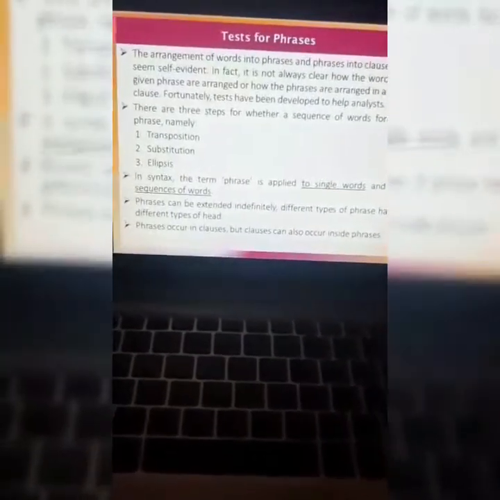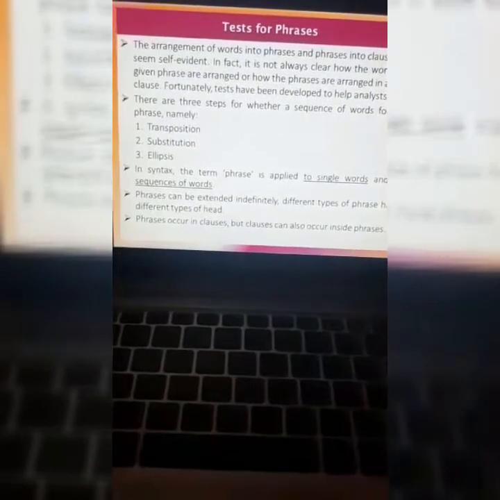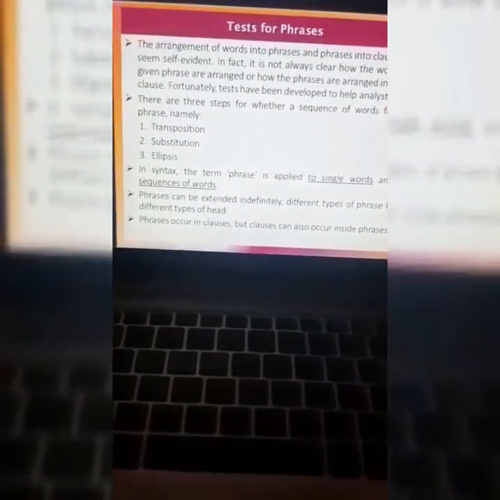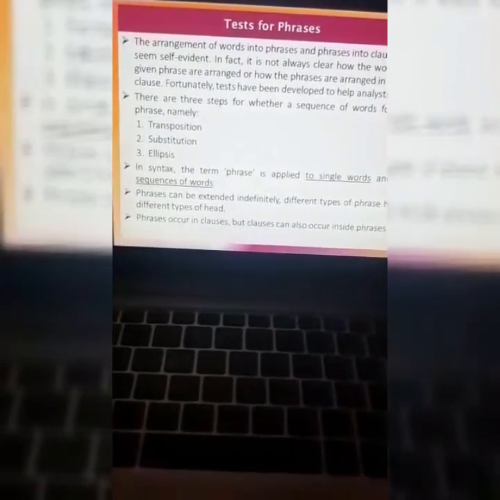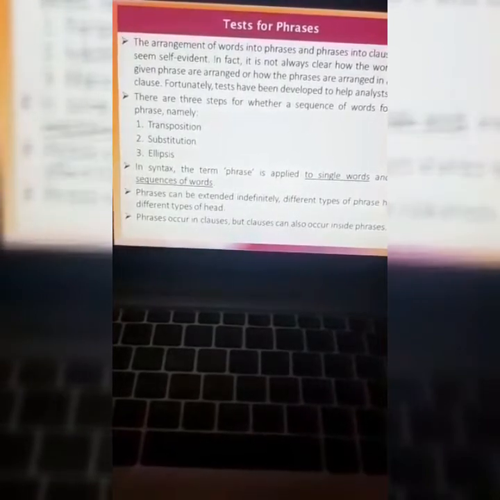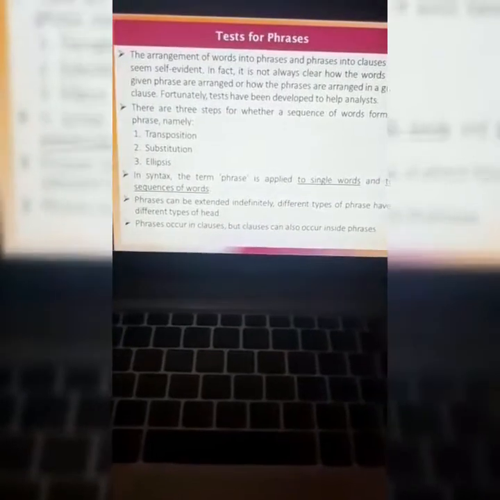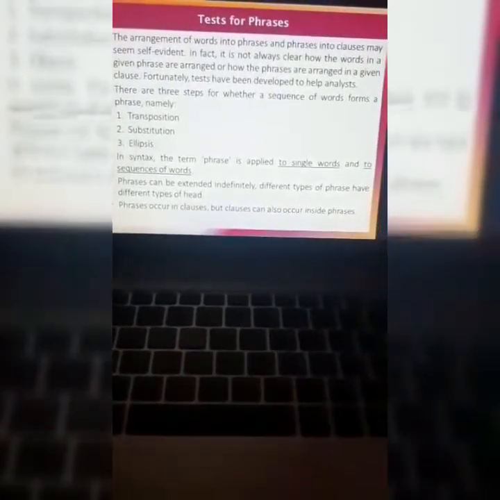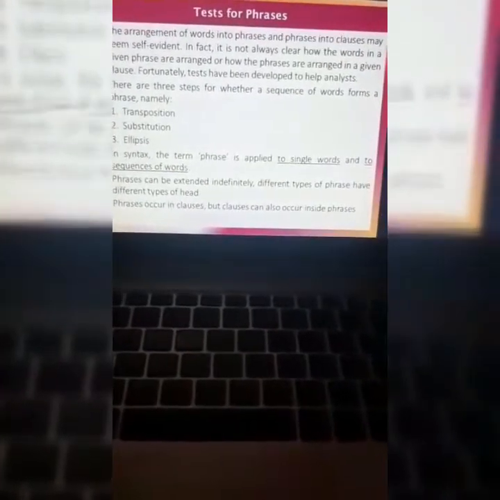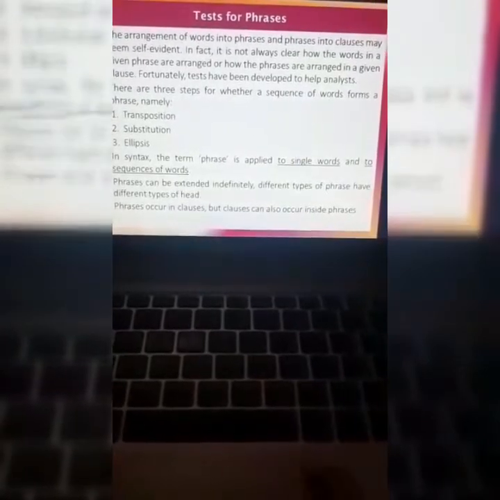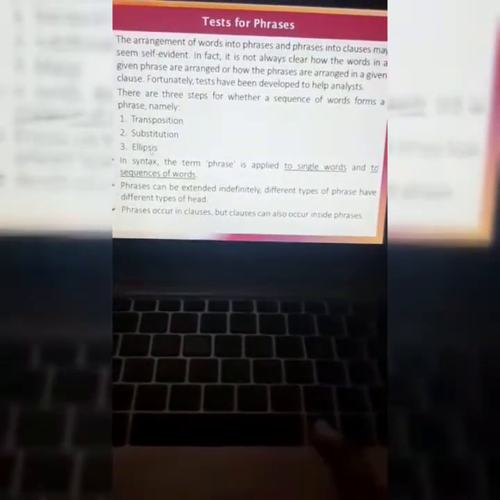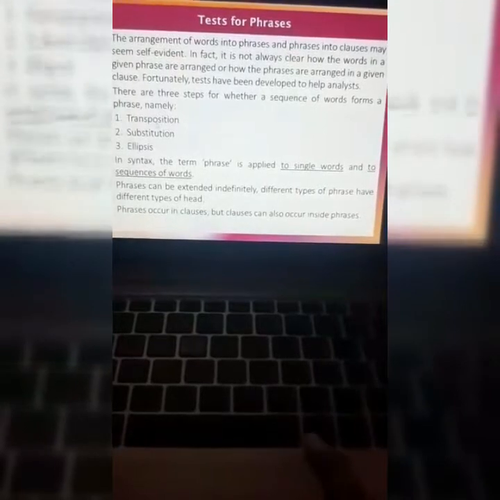Now we're discussing the tests for phrases. Karena ini bahasanya tentang constituent structure. How to make an effective or ineffective sentence. Tugas kalian sebagai mahasiswa tidak cukup hanya mengarang saja, tapi harus mengarang dengan kalimat yang efektif. Ada beberapa cara kalimat efektif, itu sebenarnya ada 4. Yang terakhir itu coordination. But we see here one by one dulu ya.